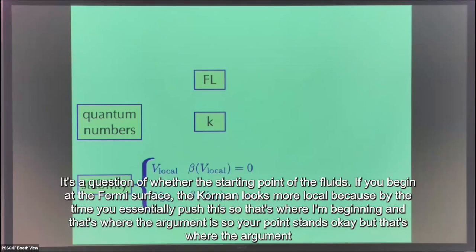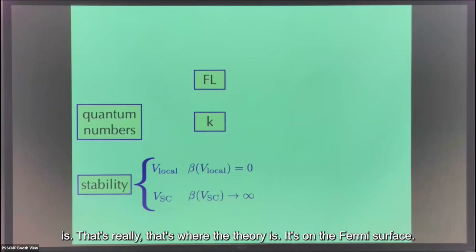It's a question of whether the starting point of the flow is. If you begin at the Fermi surface, it formally looks non-local because by the time you essentially project it into. So that's where I'm beginning, and that's where the argument is. So your point stands, okay? But that's where the argument is. That's where the theory is. It's on the Fermi surface, okay?